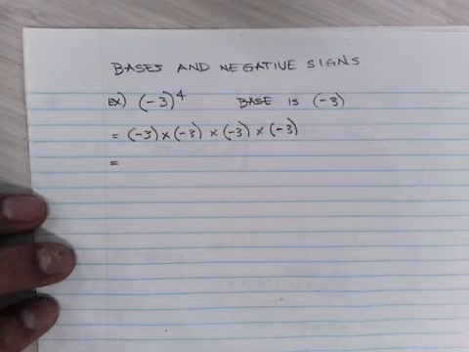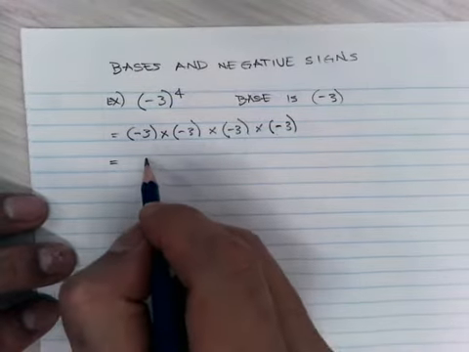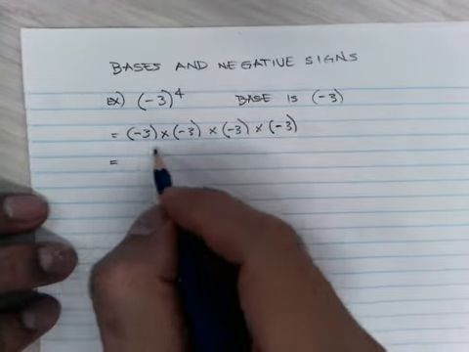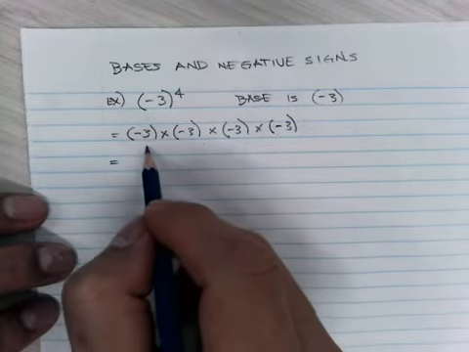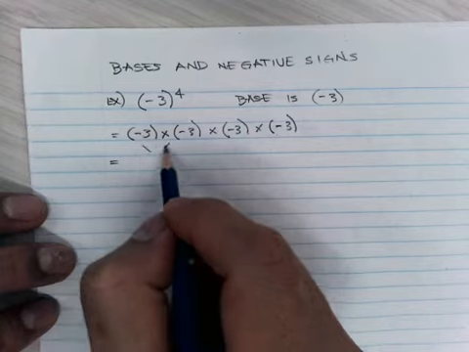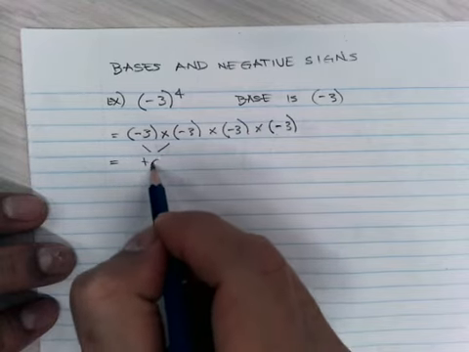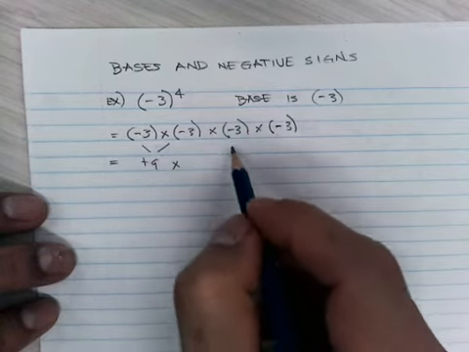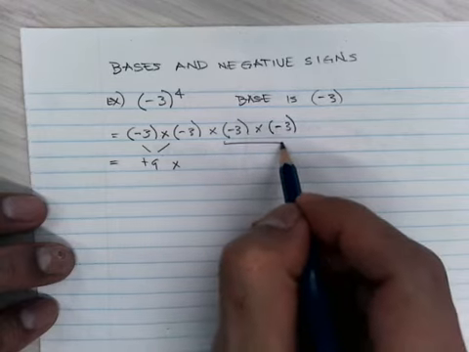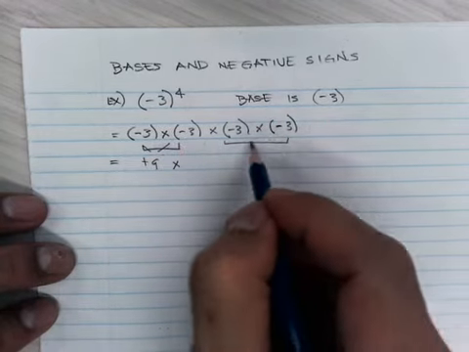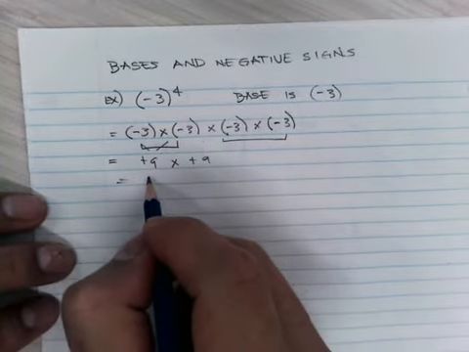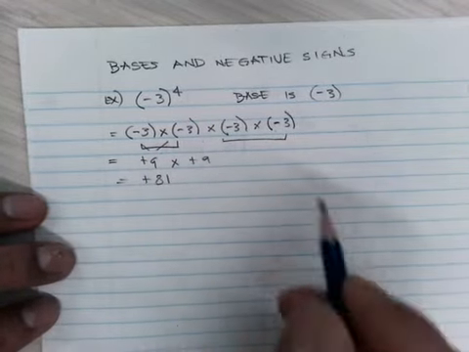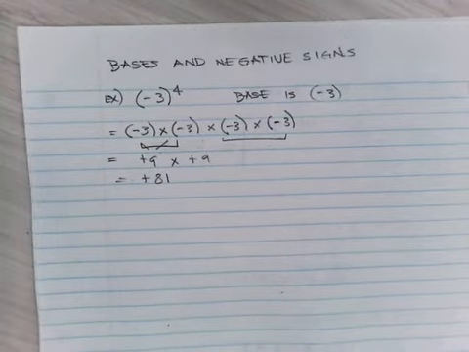This will be equal to simply 81. Okay, but let's give it an extra step to show you that it will be positive 81. So a negative times a negative here will be positive 9. And then once again, also here, a negative times a negative is also a positive 9. So positive 9 times positive 9 is positive 81.